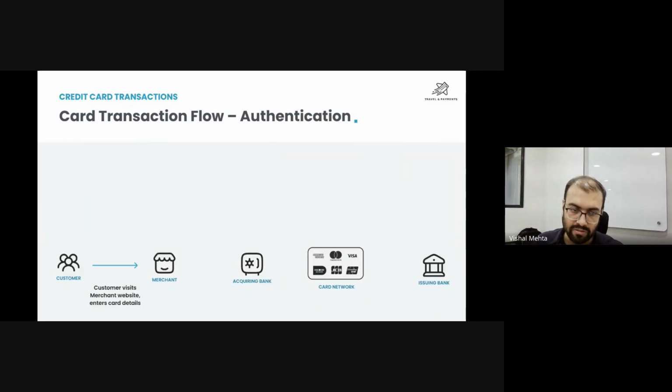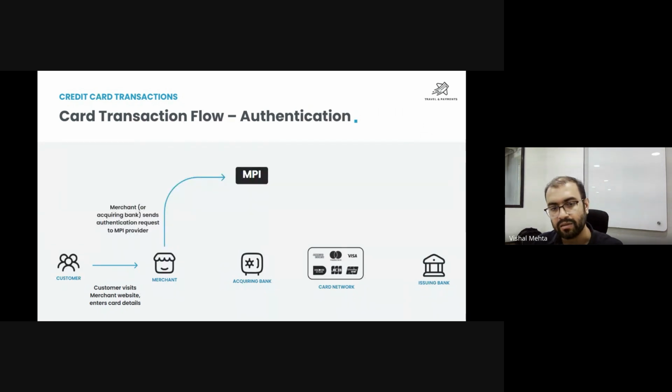So in authentication, imagine the customer visits the merchant website for the first time, and the merchant will initiate a communication with an MPI. MPI is called the merchant plugin. Now, merchant plugin is different from an acquiring bank. Sometimes the acquiring bank also offers the services of merchant plugin. Sometimes acquiring bank will connect with the merchant plugin directly. And sometimes the merchant will use another payment gateway to connect with the merchant plugin.